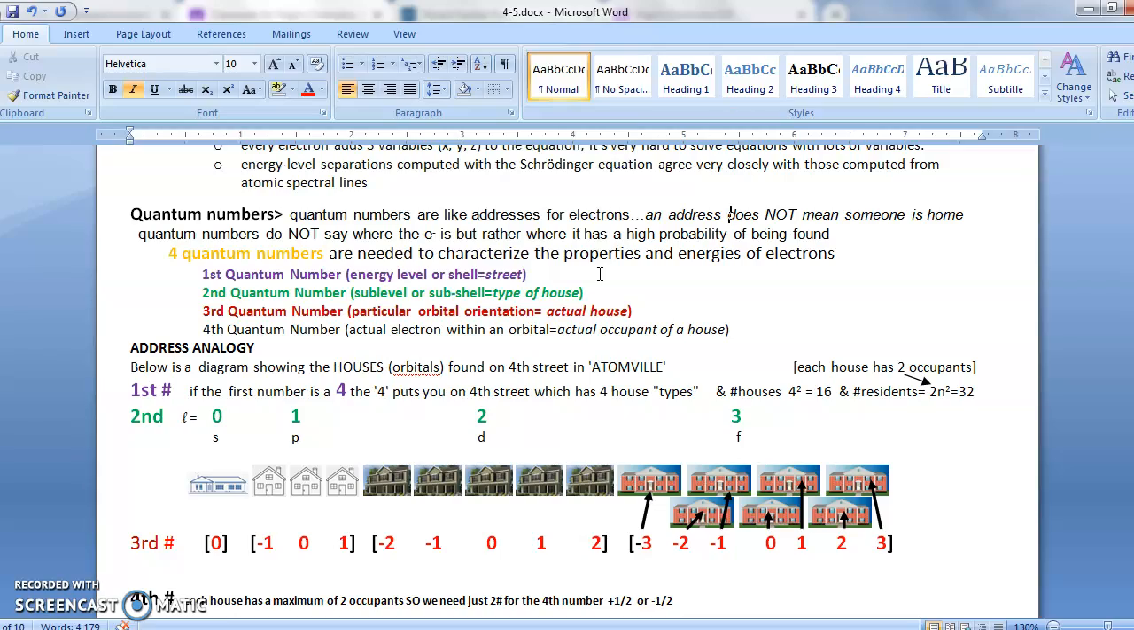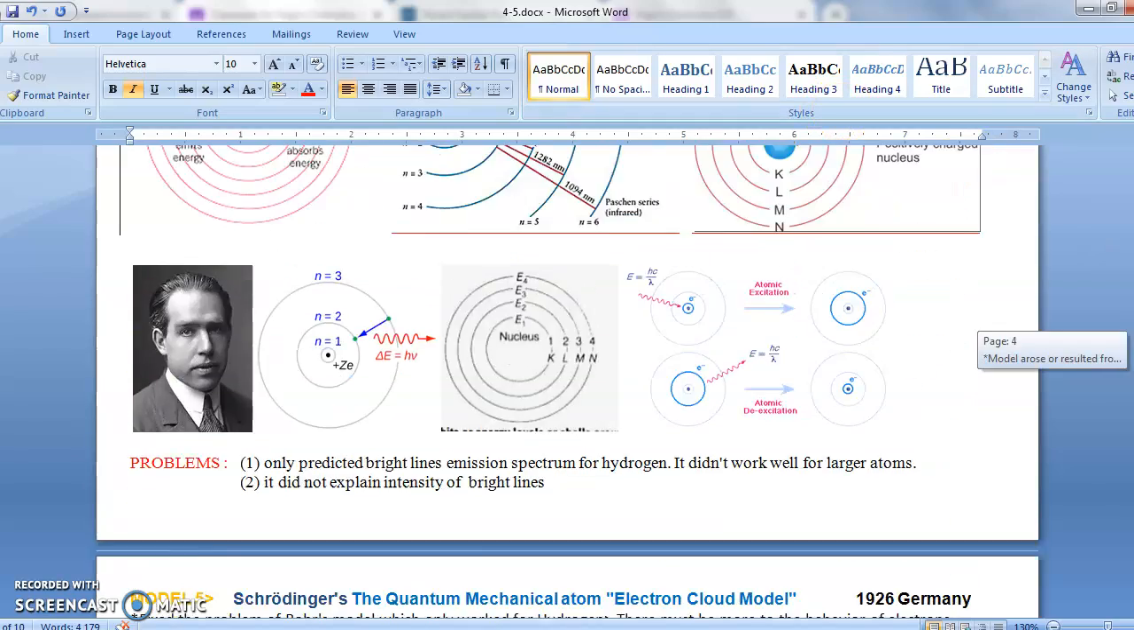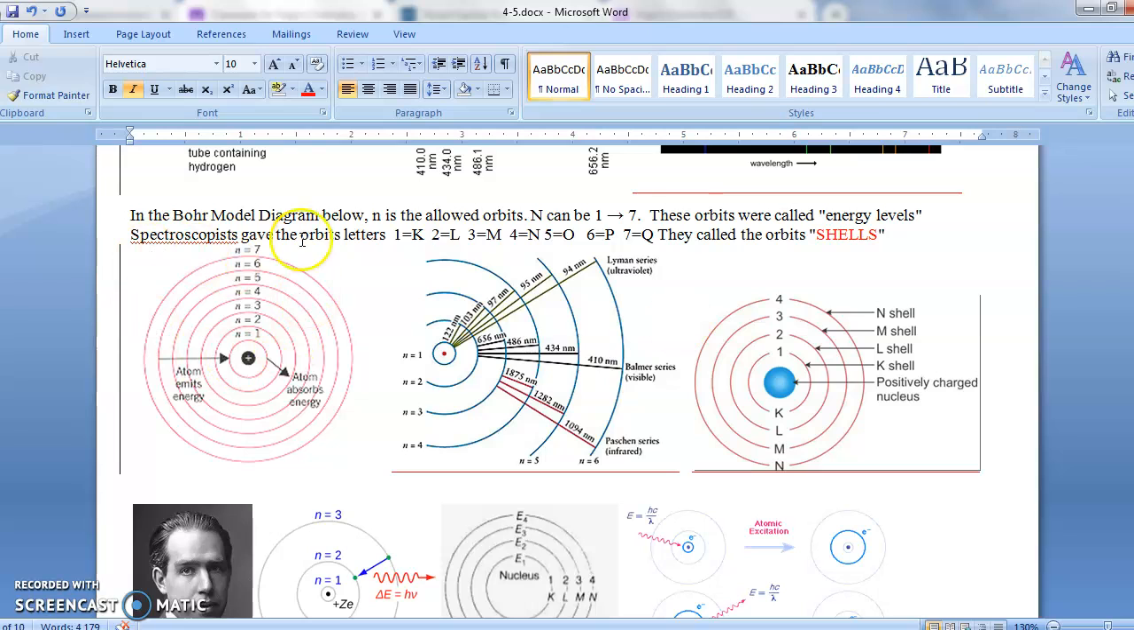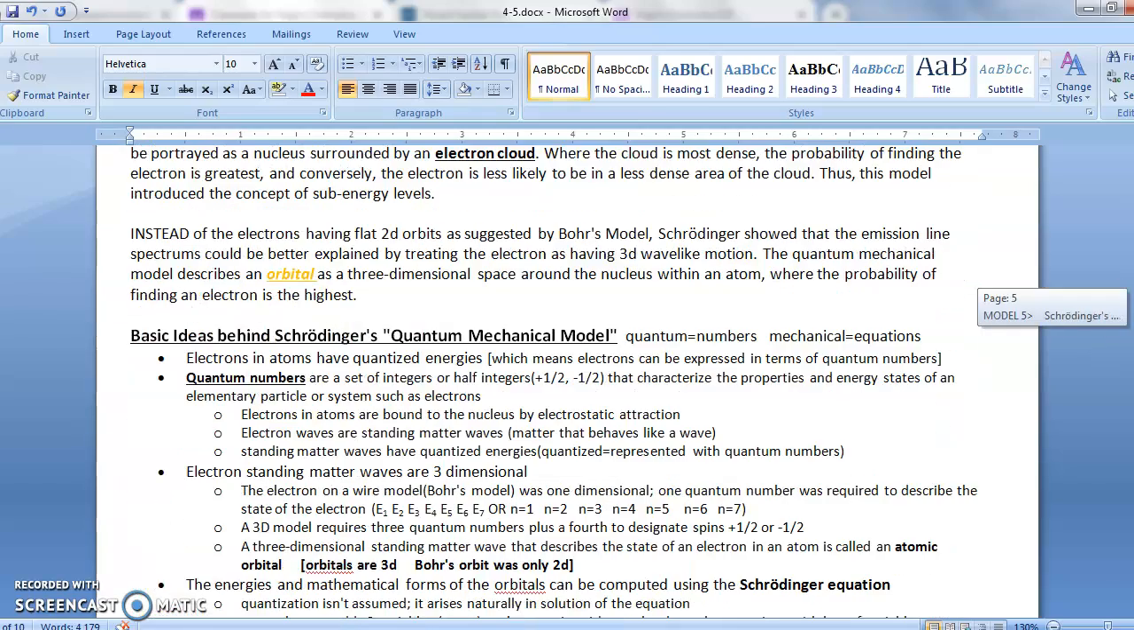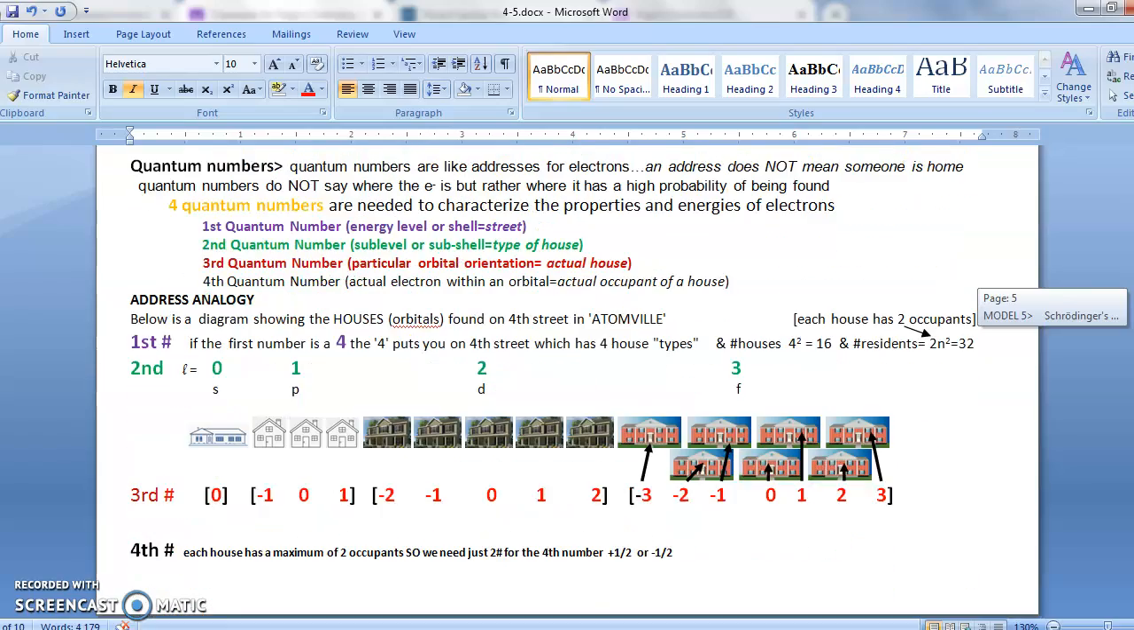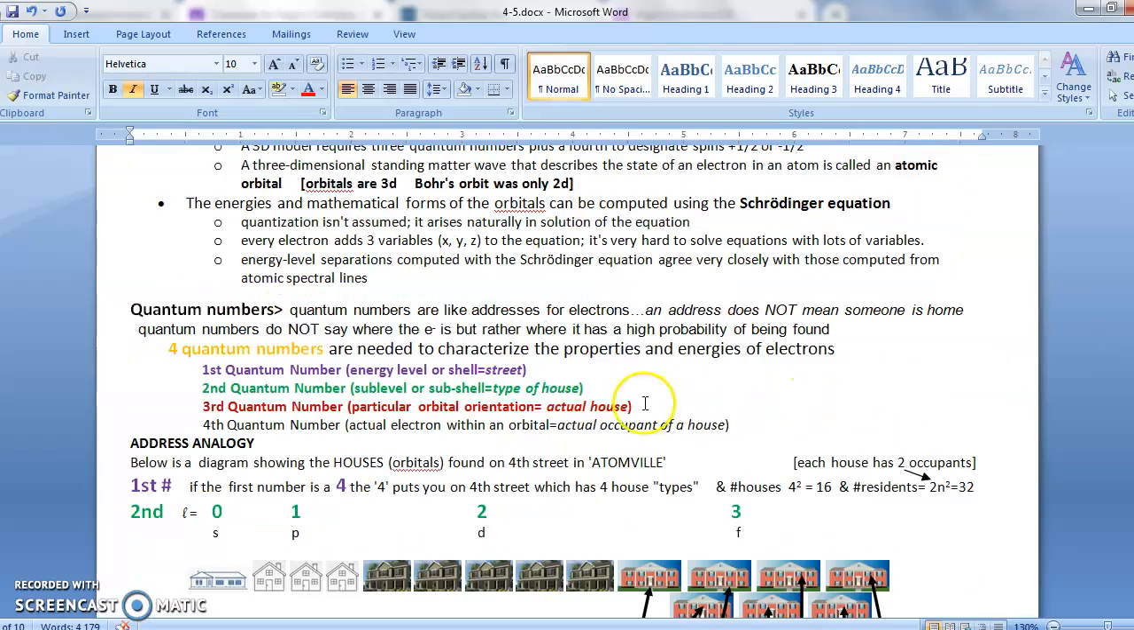Especially if there were a limit to the number of streets in an atom. Bohr found out that there were 7 orbits in an atom. Well, he was right in a sense. There are 7 orbits, but those orbits are actually three-dimensional, not flat orbits. So there are 7 streets in an atom. So the first number is telling you what street in an atom an electron might be on. That's kind of what it does. And that street is really what energy level it is on.